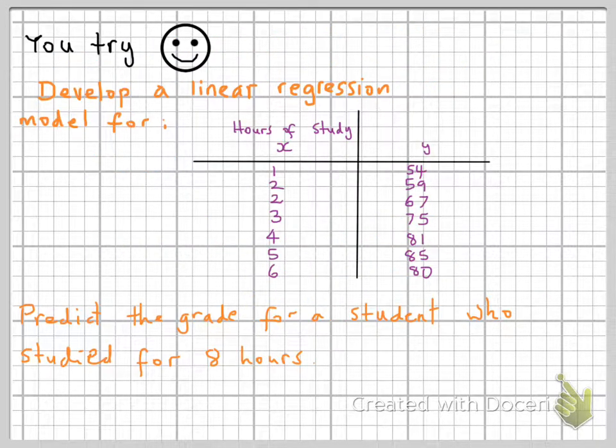So now you try. For the same example you looked at before, now you develop a linear regression model for it, and then use your regression model to predict the grade for a student who studied for 8 hours. Like we did in that previous video, please pause the video now while you try the example, and when you have finished, you may continue the video to see what I have done. So go ahead and pause the video right now.